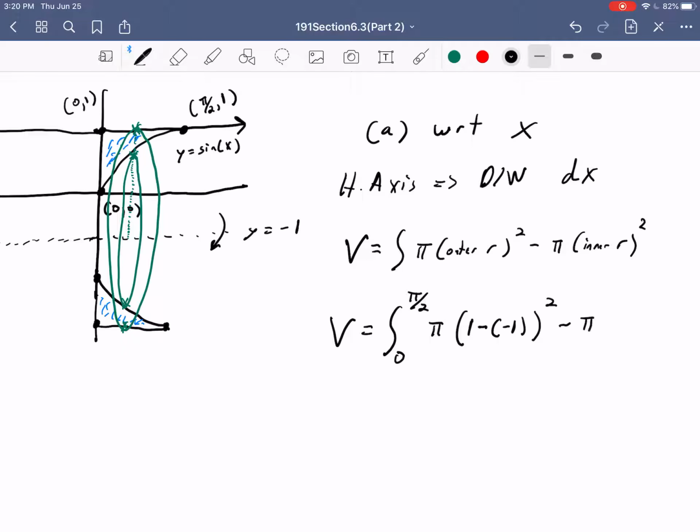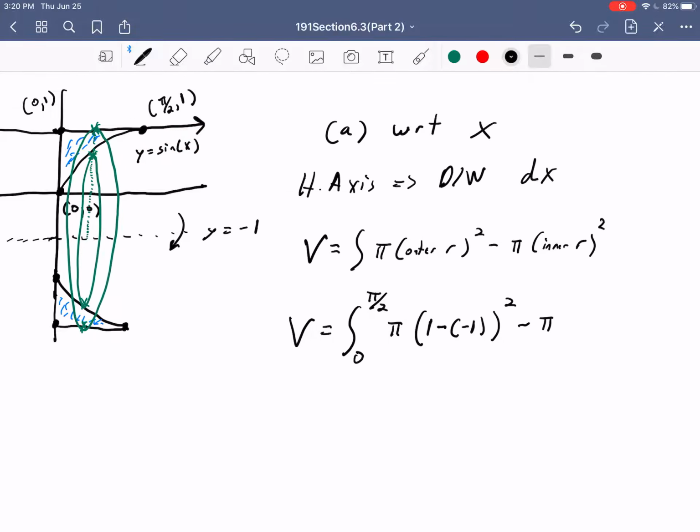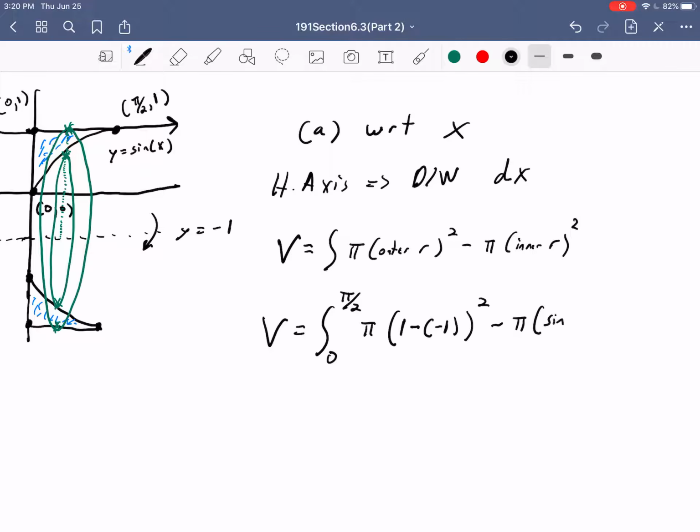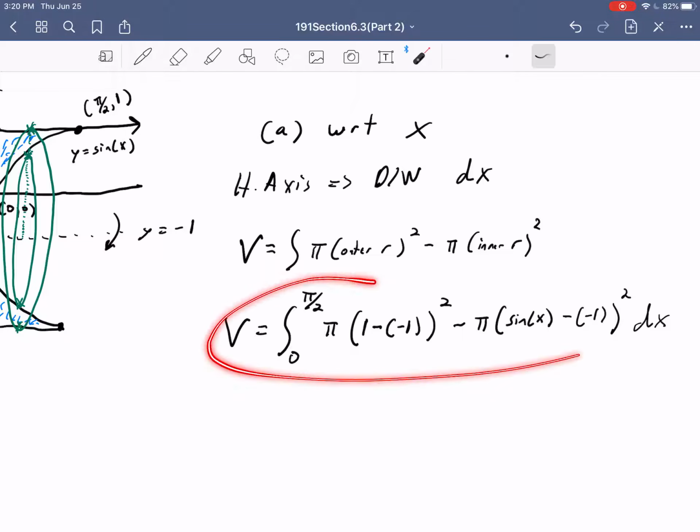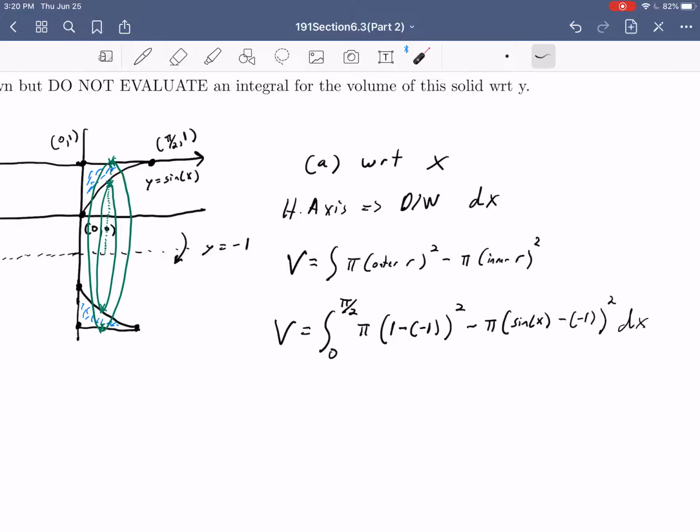Then minus pi, the inner radius. That's measuring from here down, which of course is our function being measured to -1. So we would have sine of x, and we're allowed to say sine of x because we're working with respect to x, then minus -1, all squared, and then dx. So there we go. That gives us an expression for calculating the volume of this solid using x as our variable of integration, and because we wanted to use x as our variable of integration, we had to use discs and washers here.